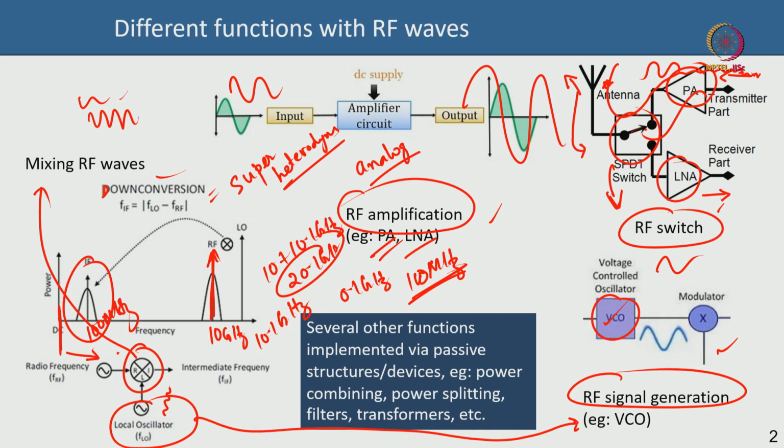You have so many things. You have an amplifier to amplify the signal, you have a mixer, I told you exactly, you have a voltage controlled oscillator, I also told you that function, you have an RF switch, I also told you that. There are many other functionalities.